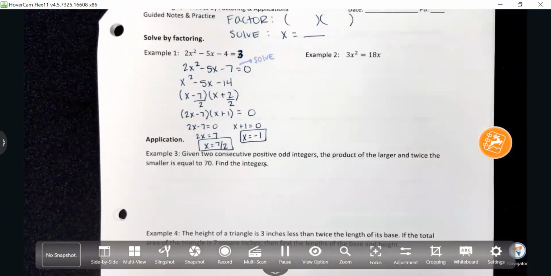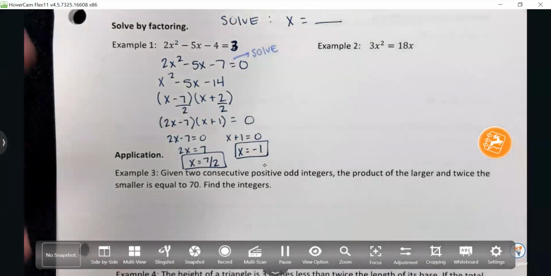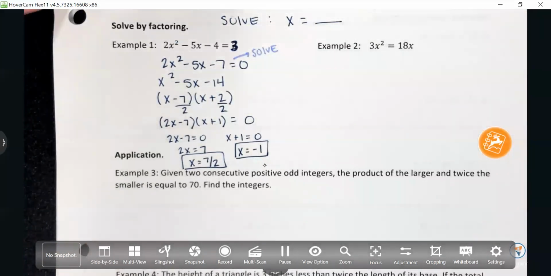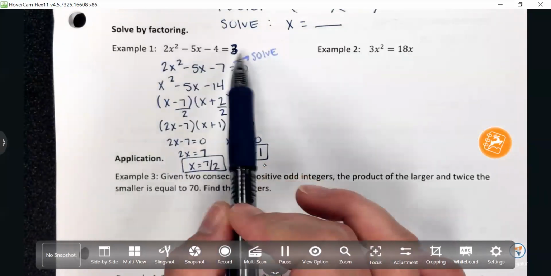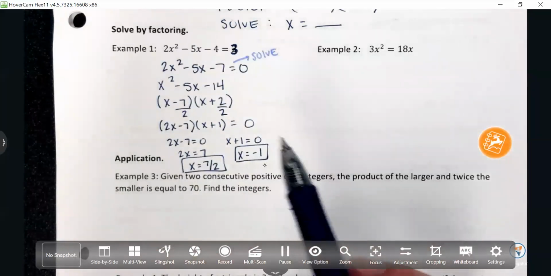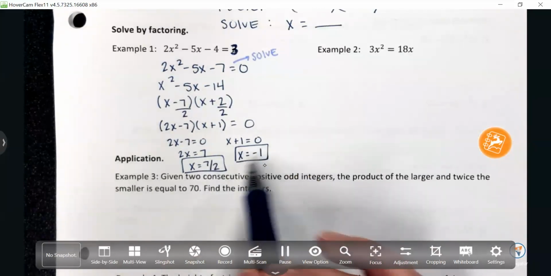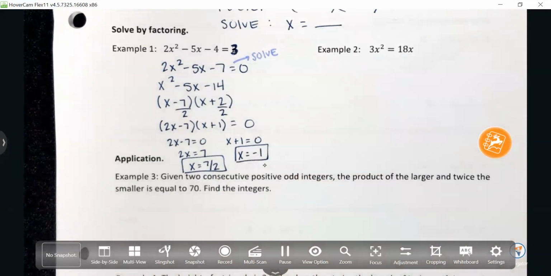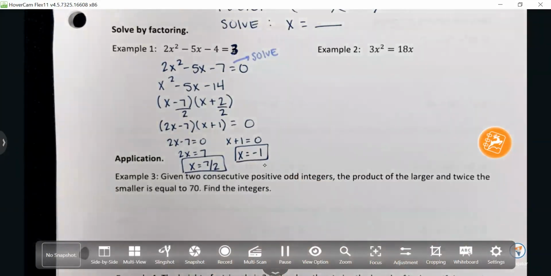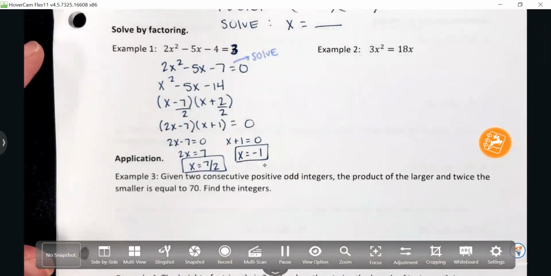These are zeros or roots or solutions or x-intercepts. So what this is telling me is that if I were to graph this equation, where would it cross my x-axis? At 7 halves and at negative 1. That's what these are. These are your x-intercepts, your zeros, your roots, your solutions. They all mean the same thing. Just a point on a graph.